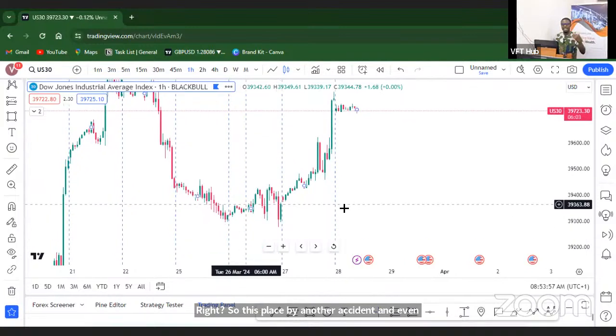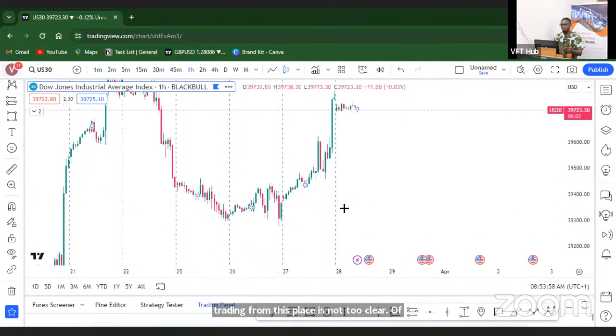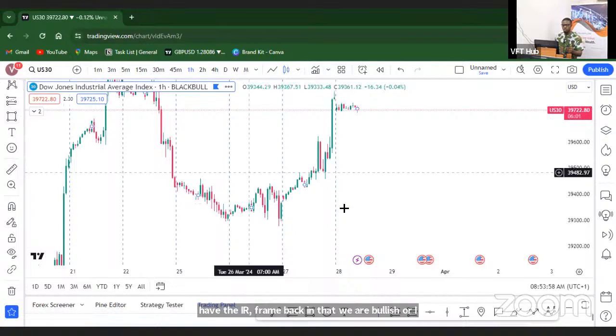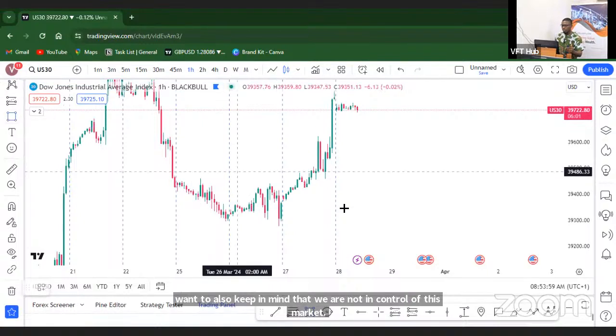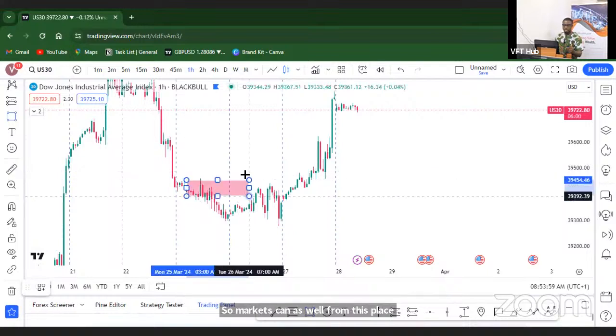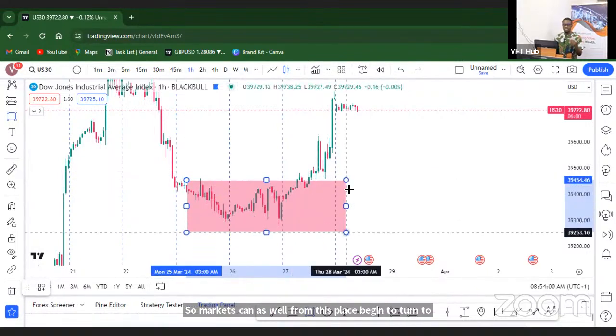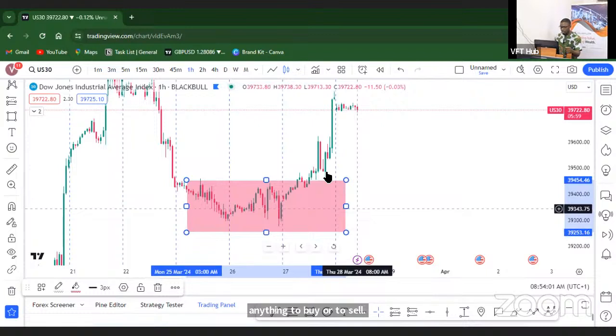Of course, we have the higher time frame backing that we are bullish, but I also want to keep in mind that we are not in control of this market. So the market can, from this place, begin to turn to the downside. In this range, we might not have seen anything to buy or to sell. Just keep hands folded and watch how the market will react.